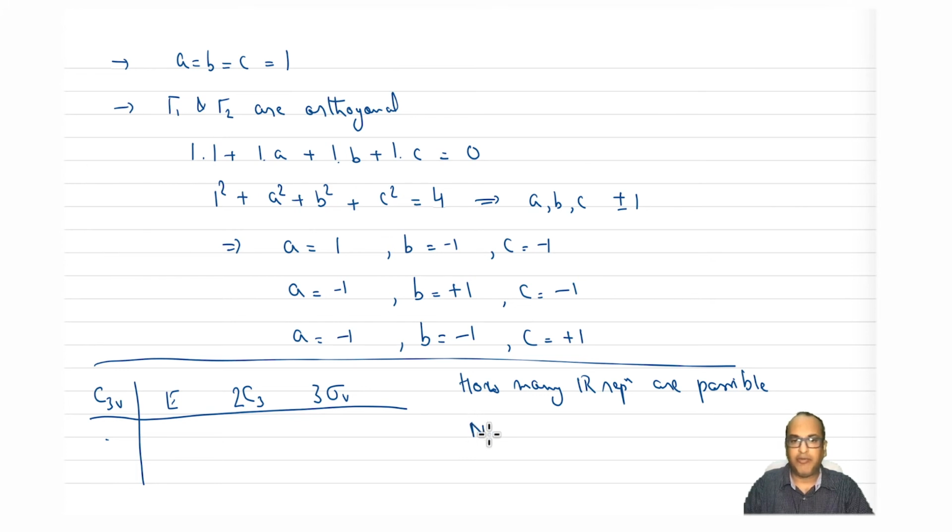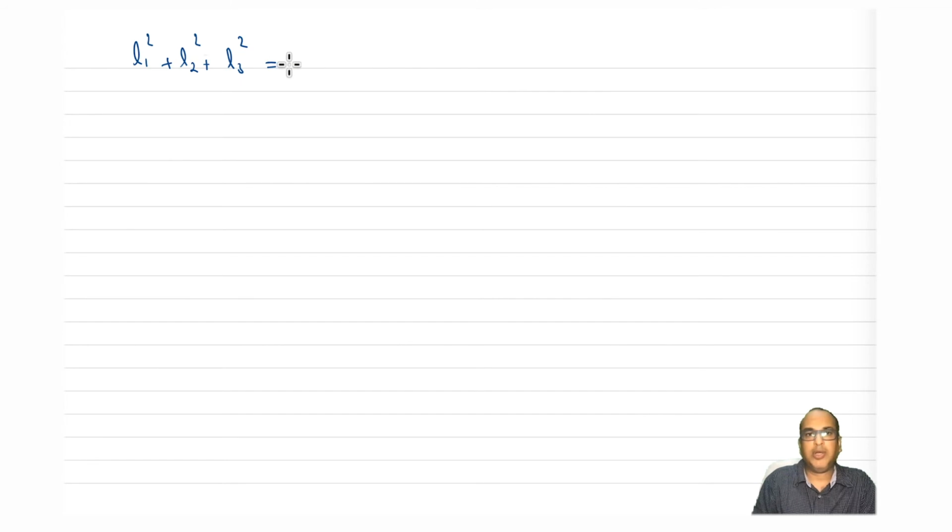The number of classes is 3, right? So that means the number of irreducible representations is also 3. That is defined by the number of classes because you have 1, 2 and 3 classes. So that means you have tau 1, tau 2, tau 3. Now let us go to the first rule, which says that L1 square plus L2 square plus L3 square, the sum of squares of dimensions, is equal to H, right? What is H here? The order of the group is 6, right?